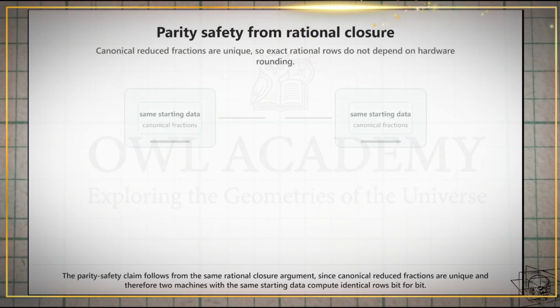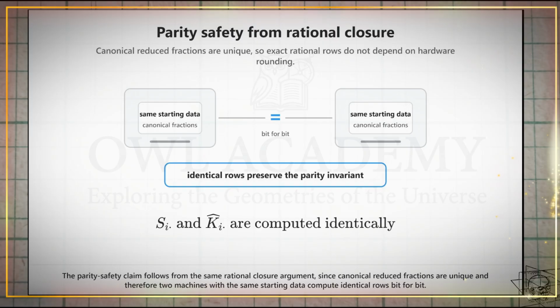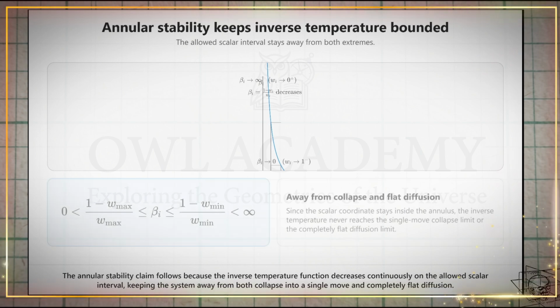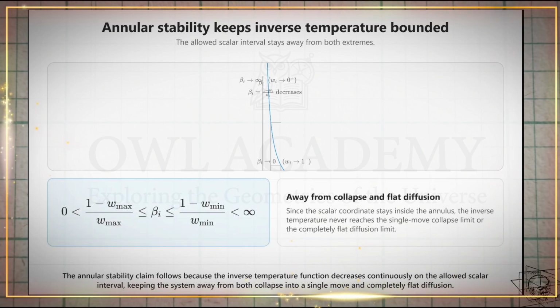The parity safety claim follows from the same rational closure argument, since canonical reduced fractions are unique and therefore two machines with the same starting data compute identical rows bit for bit. The annular stability claim follows because the inverse temperature function decreases continuously on the allowed scalar interval, keeping the system away from both collapse into a single move and completely flat diffusion.